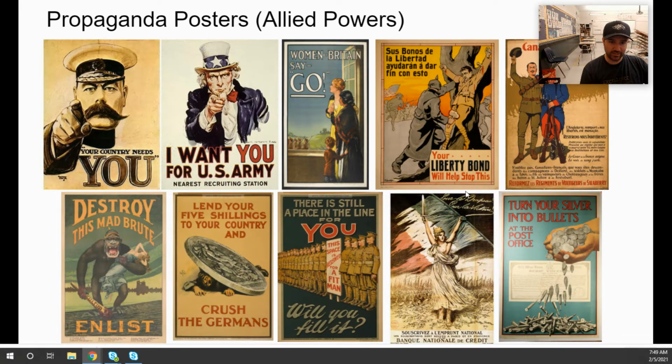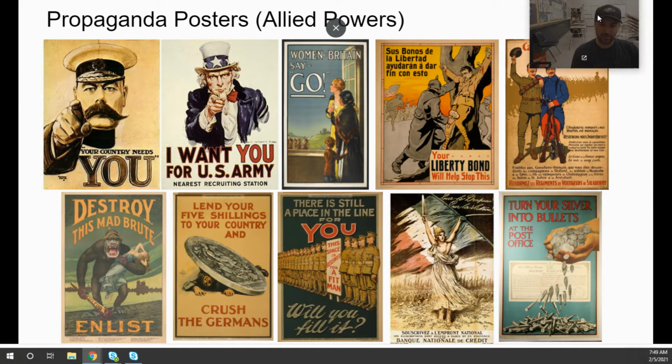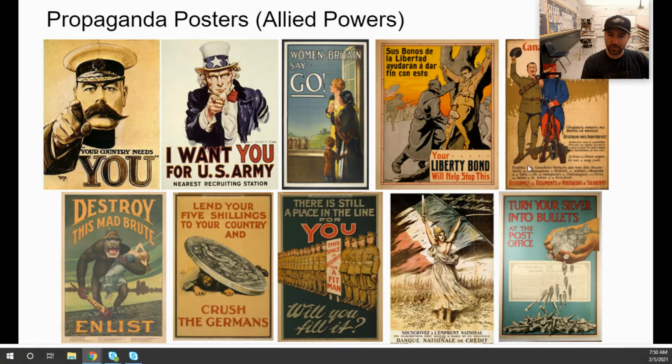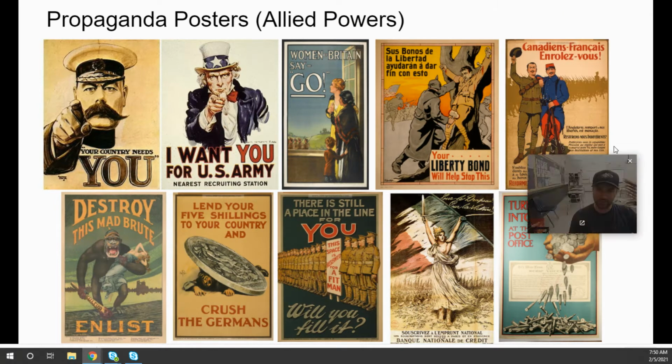This one is another British one where it's invoking that the Germans are monsters, and so it's something that gets you angry. Your Liberty Bonds will help stop this. It's that call of sense of duty. Again, this sense of nationalism.